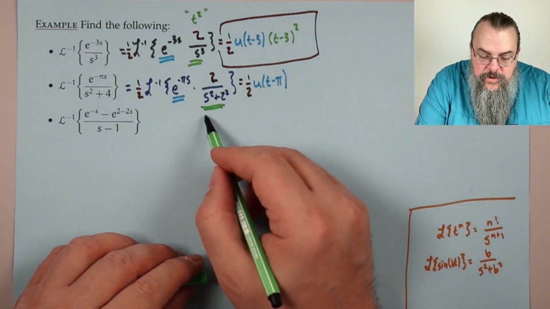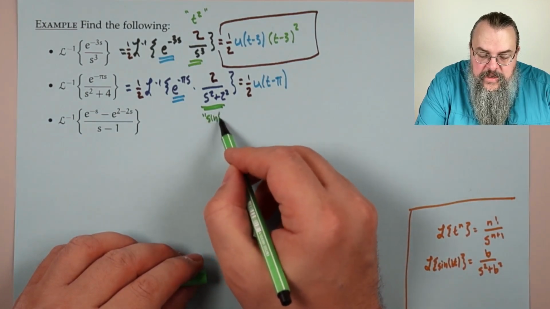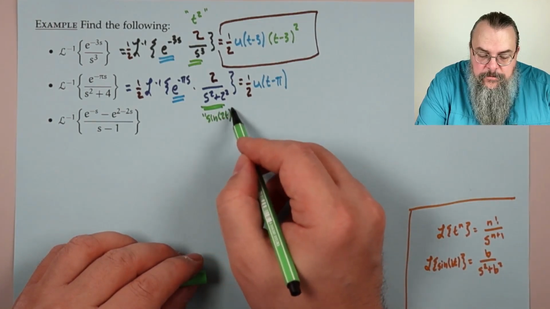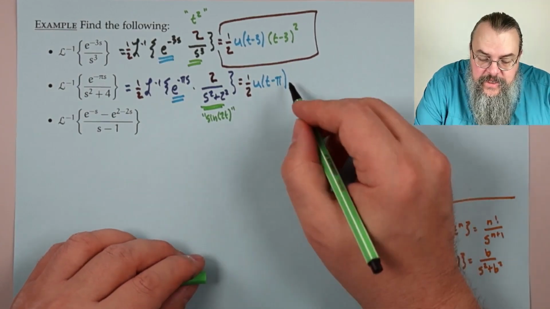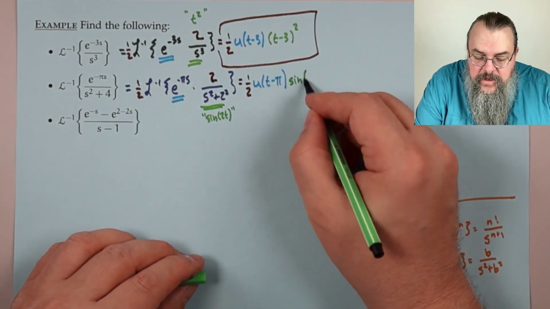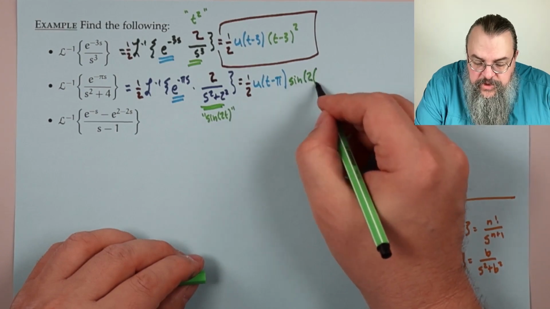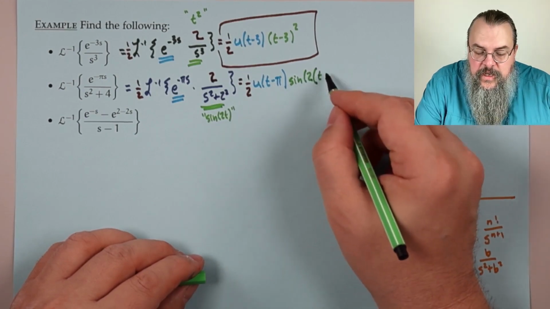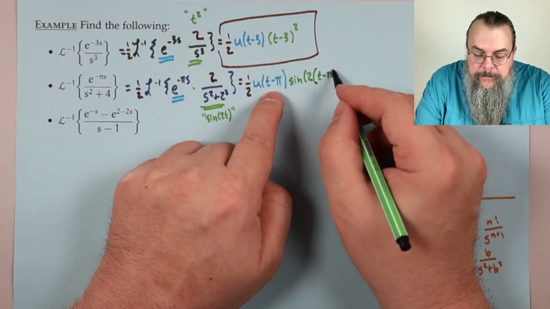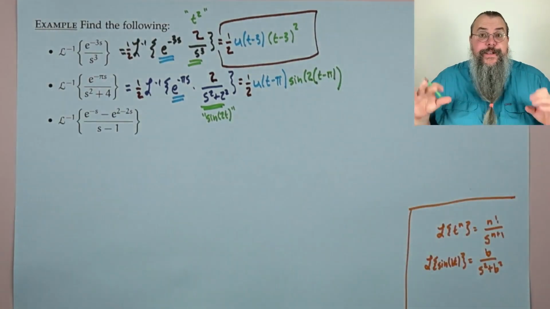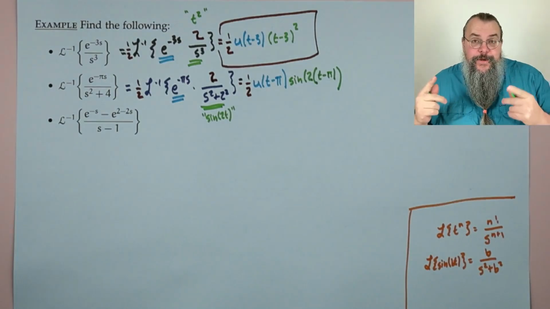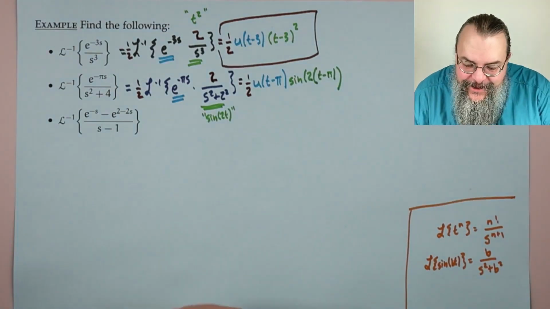Now, this other part, well, that looks like sine of 2t, right? I'm just applying the rule. So we say, okay, great. That's sine of 2, parenthesis, t minus pi. Okay, good. Now, are we done? Absolutely. Can we go further? Why not? What can we do?